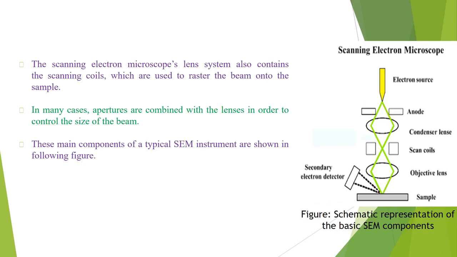The figure is a schematic representation of the basic scanning electron microscope components, in which the different components of the microscope are shown, starting from the electron source, then the anode, condenser lens, scan coils, objective lens, and the sample, and after that the scanning electron detector.